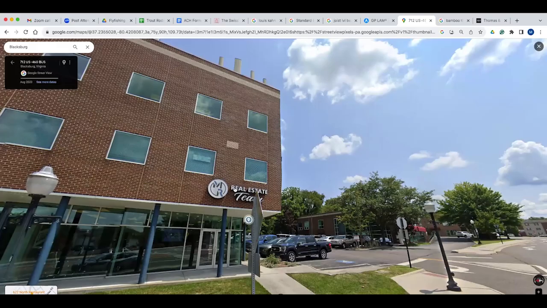A masonry building right here in Blacksburg. It's at the intersection between Main Street and Price's Fort. And it's this corner right there. It cantilevers out 10 feet.